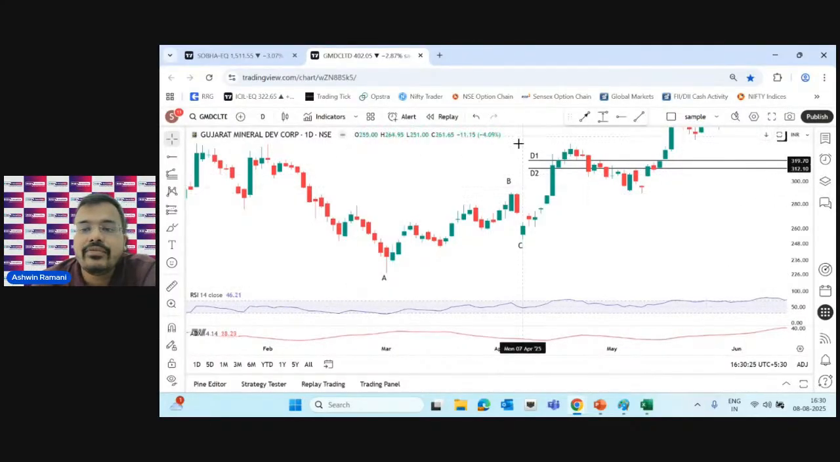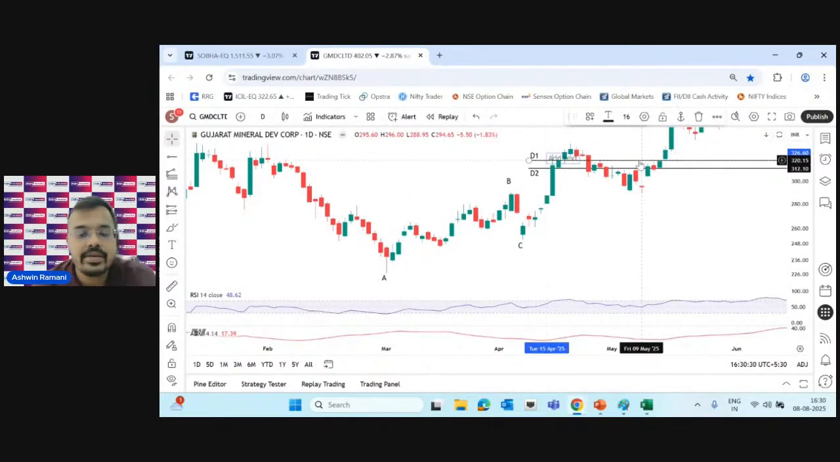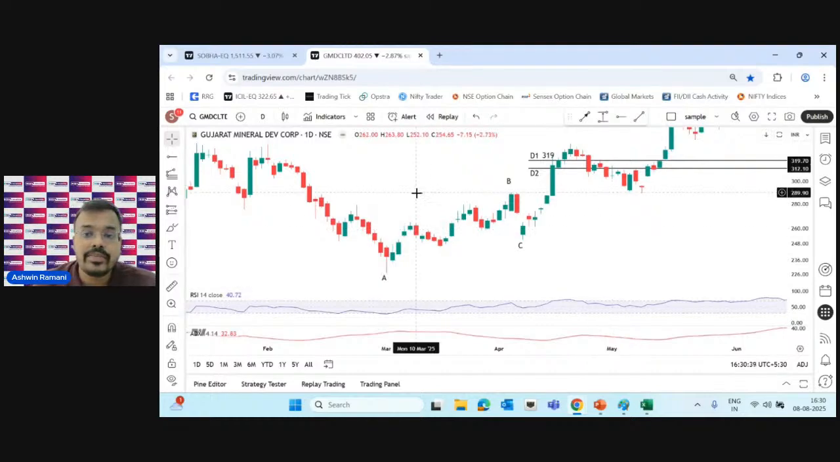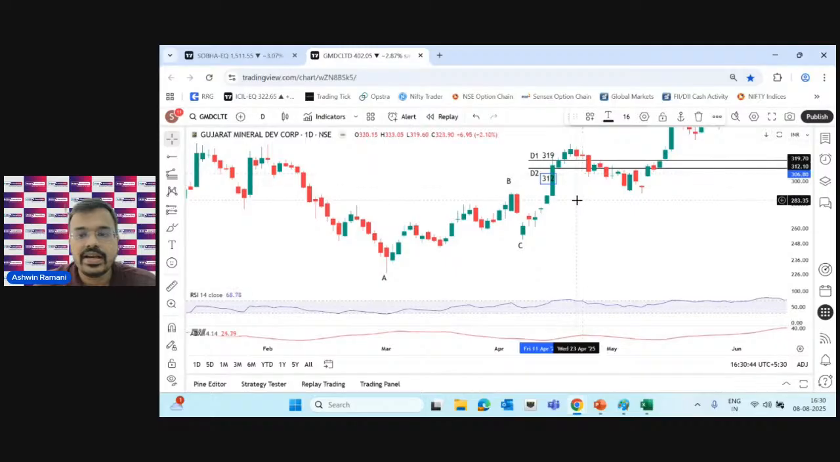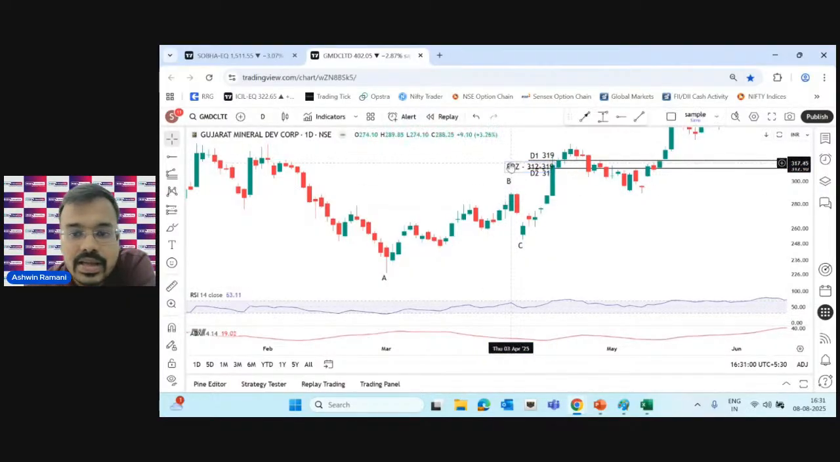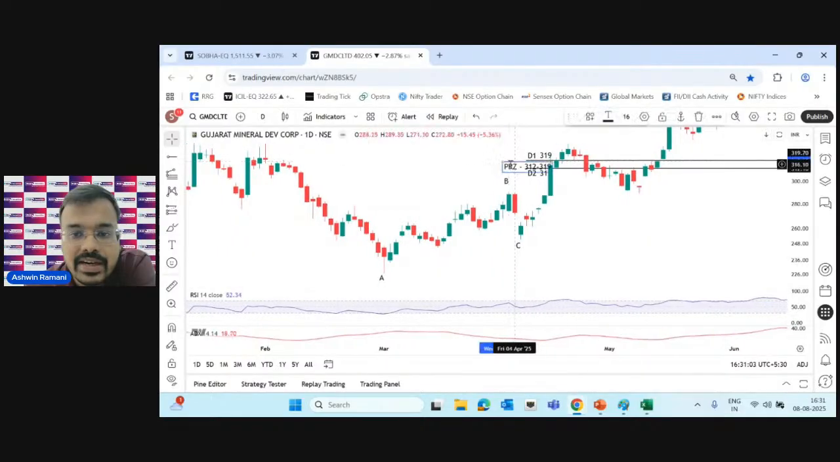If you see, my D1 is at around 319 level. So my D1 अगर आप देखोगे 319 के जोन पे है, और अगर आप, sorry, my D1 is at 319, and if you see my D2, that is at around 312. So आपका जो PRZ है, that, so your potential reversal zone is 312 to 319. यहाँ पे जाके आपको एक रिवर्सल मिल सकता है, that is what it means. But I'll come to that part कि actually में कब ट्रेड करना है और क्या देखना है.